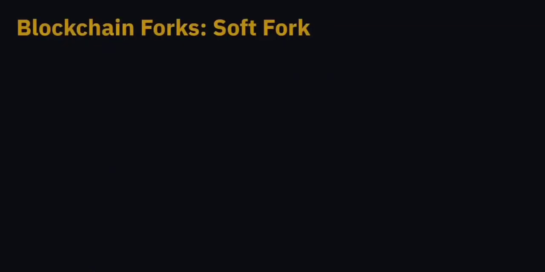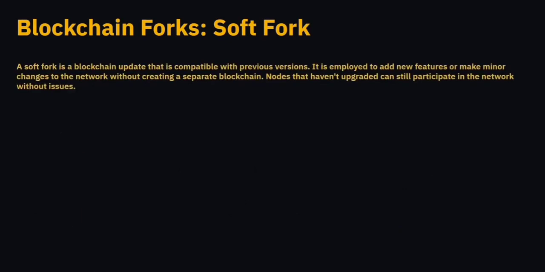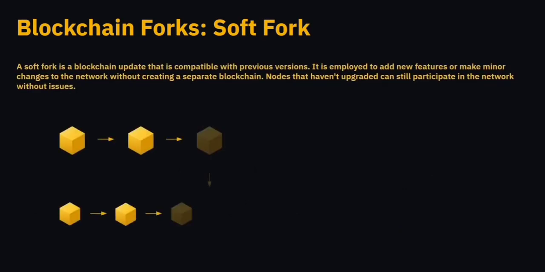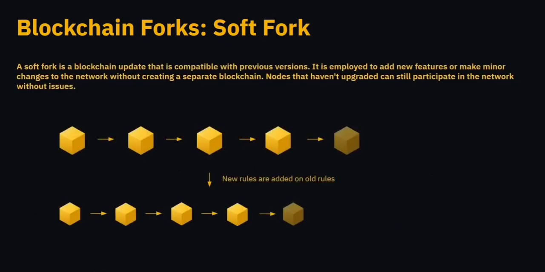On the other hand, a soft fork is a backward compatible update of the blockchain network. It is utilized to introduce new features or make minor adjustments to the network. Unlike the hard fork, it does not generate a distinct, incompatible blockchain. Even nodes that have not yet been updated can still operate within the network during the programmatic operation.